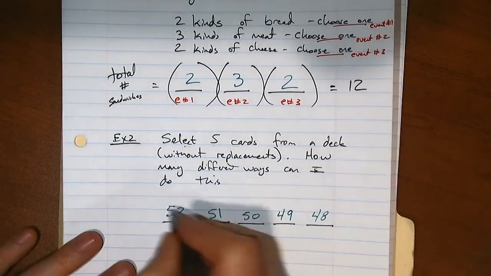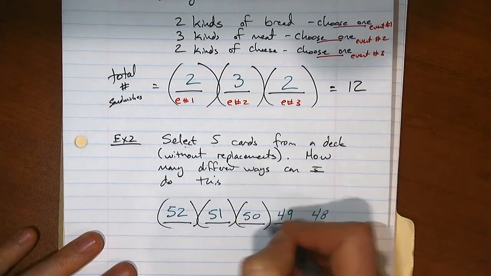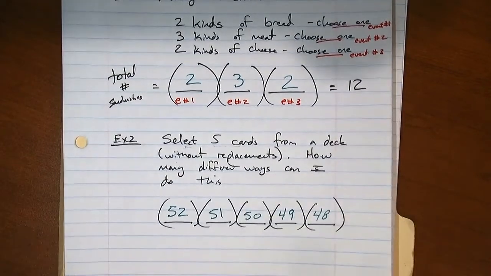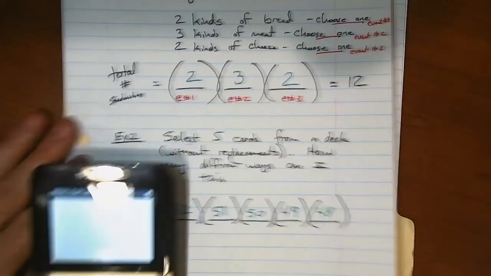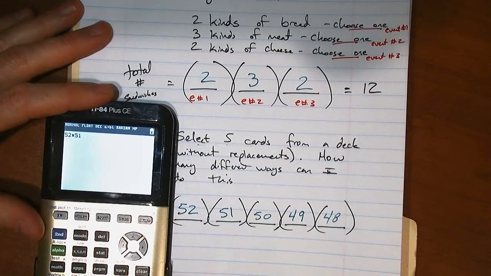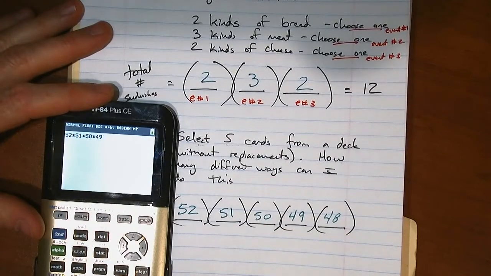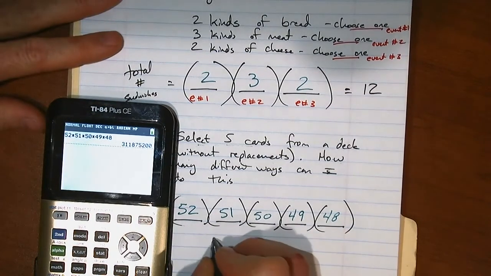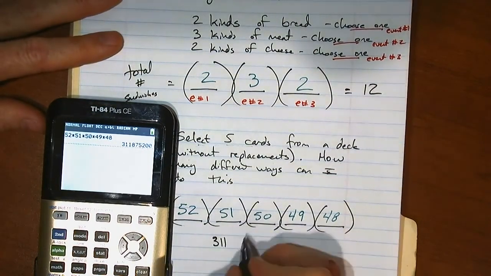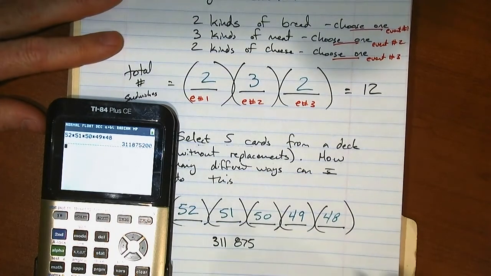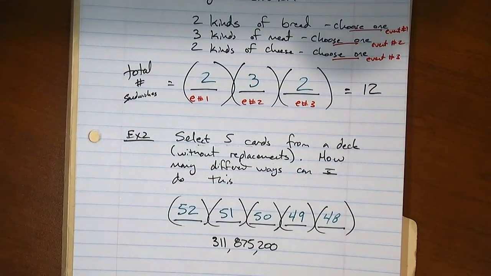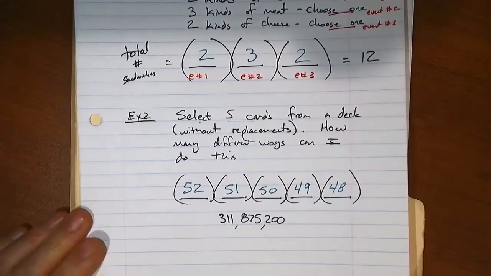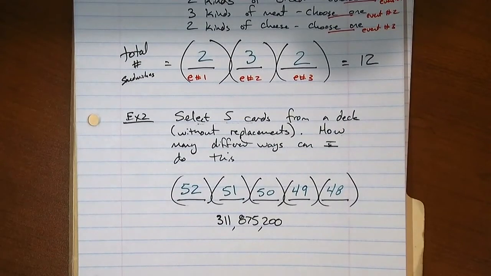And so the number of ways that I could do this will be these 5 numbers multiplied together. If I grab my calculator here real quick, 52 times 51 times 50 times 49 times 48. Looks like I'm going to have a lot of different ways. 311,875,200 different ways that I could pull 5 cards from the deck.